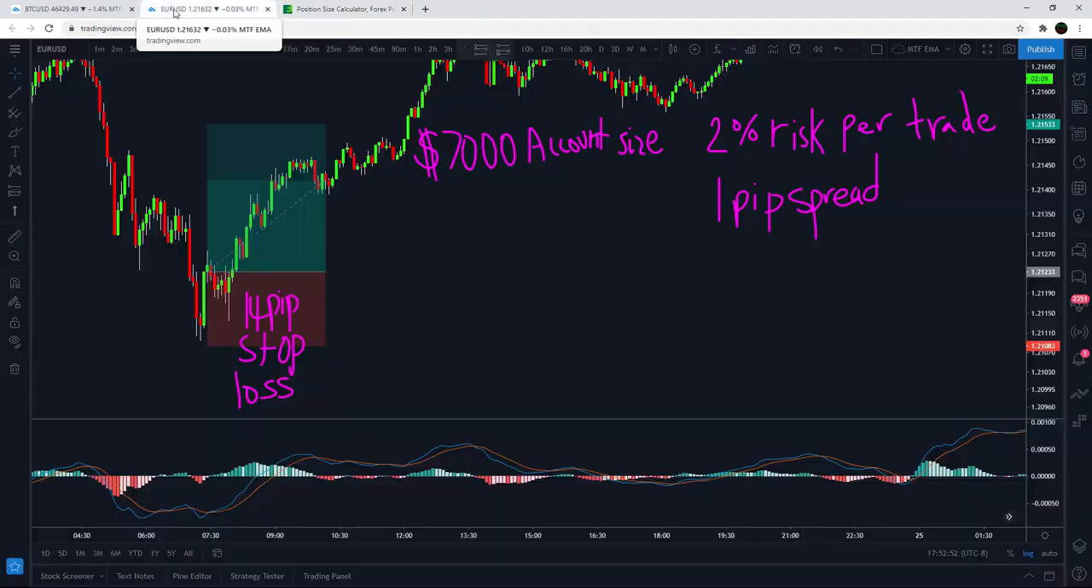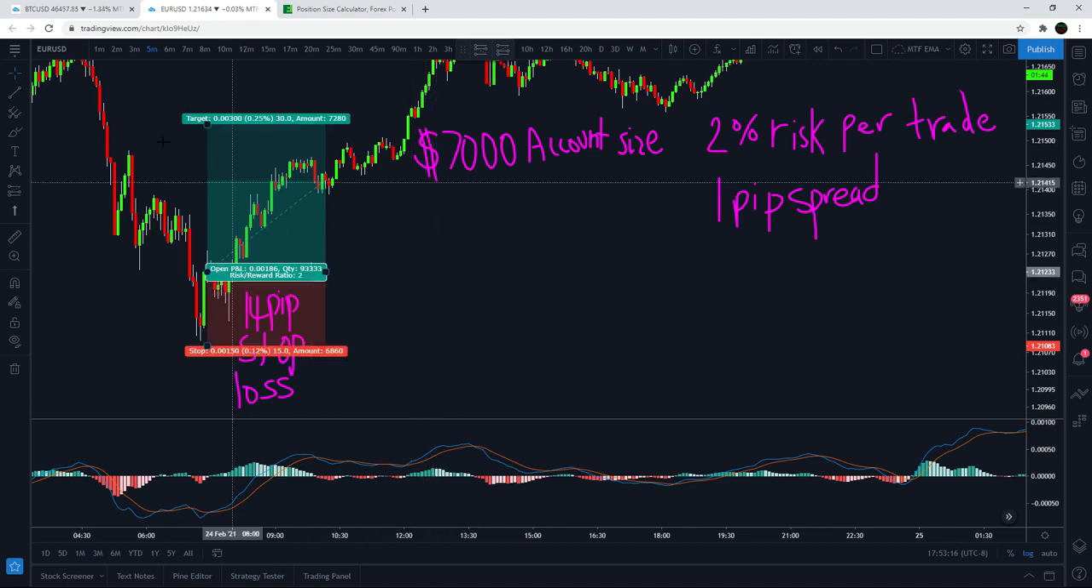So it's as easy as that. Really easy when you use these calculators. So I recommend you use one of those two. Now let's head over to Bitcoin.